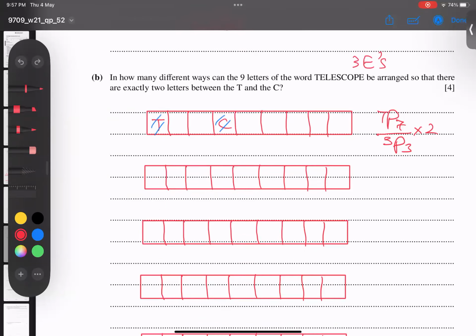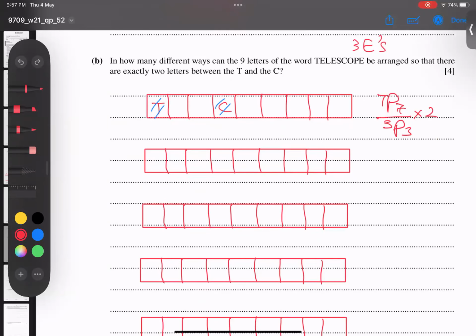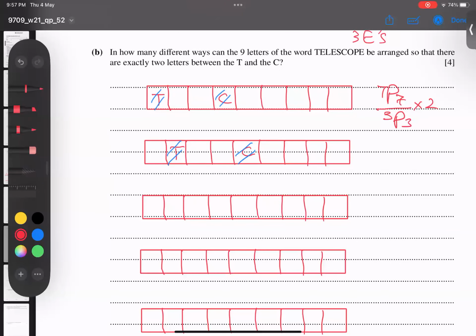So for the whole answer, I get it into 2. I just show you once, then you can make a plan. For example, T comes here, a gap of 2 in the middle, C comes here, and a block. Okay, students, so it will give you the same answer. Same answer again, 1, 2, 3, 4, 5, 6, 7. So 7P7 divided by 3P3 for 3 E's repeating. And why into 2? Because C can come before, T goes later. And then the next option, T here and 2 letter space and C here.